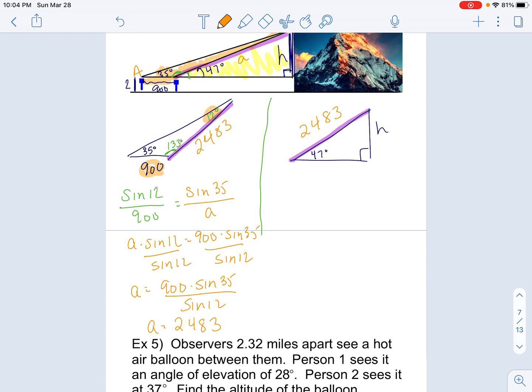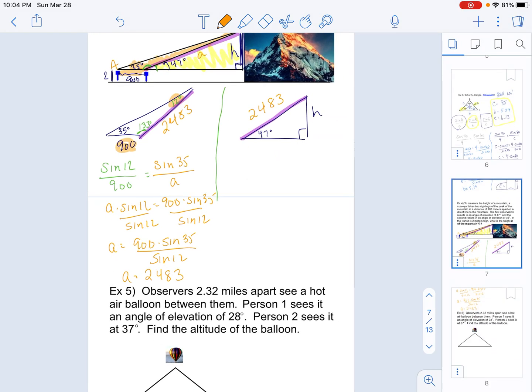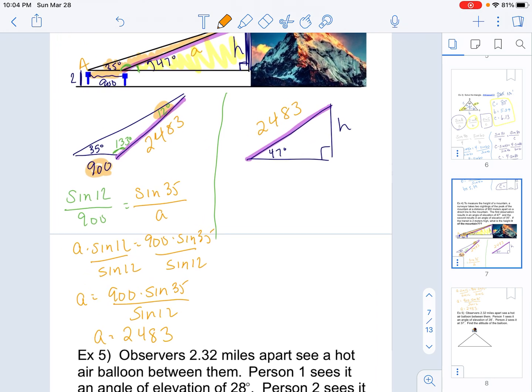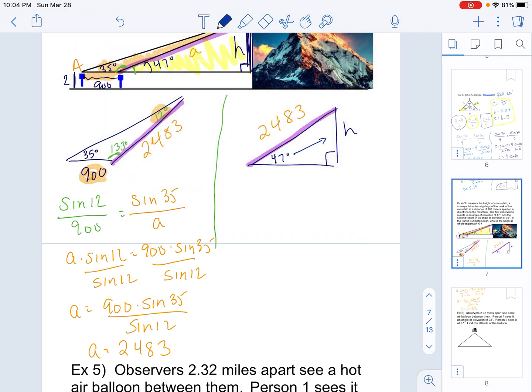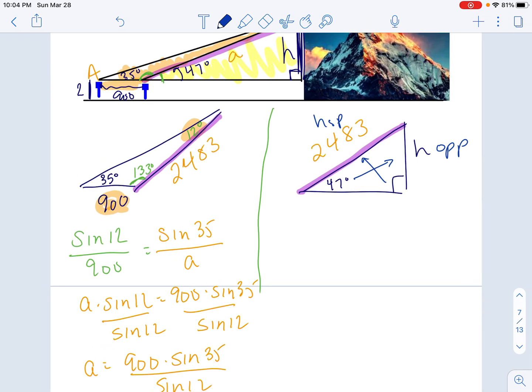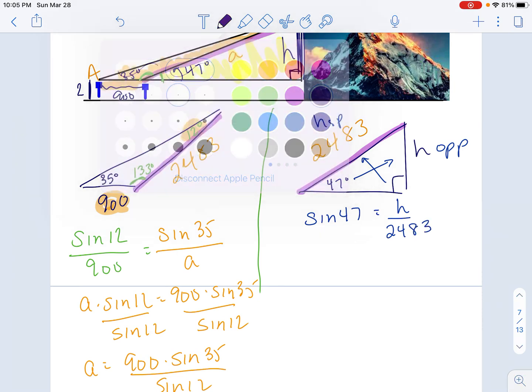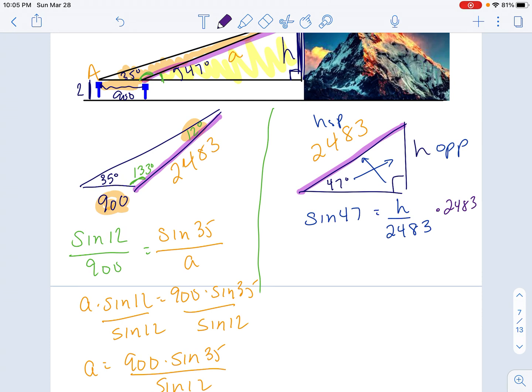All right, so now, like I mentioned, the triangle on the right is a right triangle. So we can go ahead and just use SOHCAHTOA. So if this is my angle, I know this is the opposite side, and this is across from the 90. So here's my hypotenuse. So I can go ahead and use sine, right? Opposite over hypotenuse is sine. So I can do sine of 47 degrees is equal to the height, or that opposite side, over the hypotenuse, which was 2,483. Multiply both sides by 2,483.